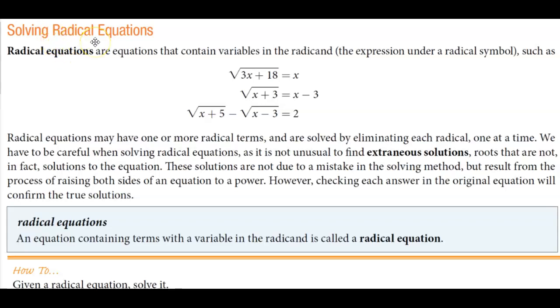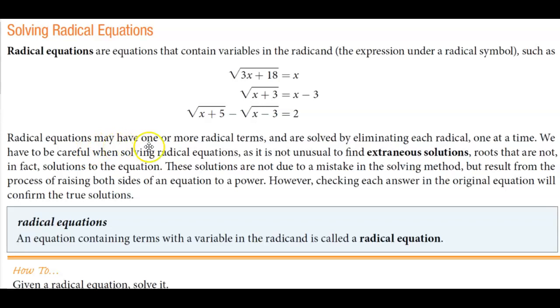Solving radical equations. Radical equations are equations that contain variables in the radicand, the expression under a radical symbol, such as the square root of 3x plus 18, which is equal to x, or the square root of x plus 3 equals x minus 3, or we have two radicals in the same equation, the square root of x plus 5 minus the square root of x minus 3 equals 2.